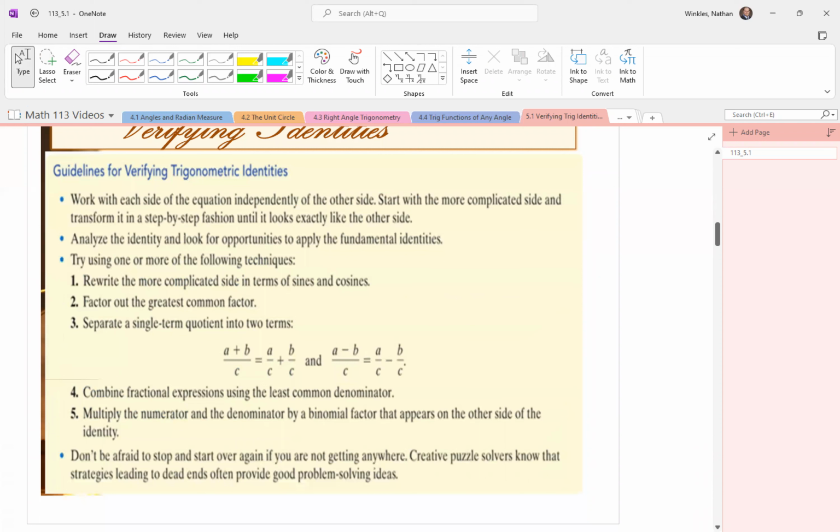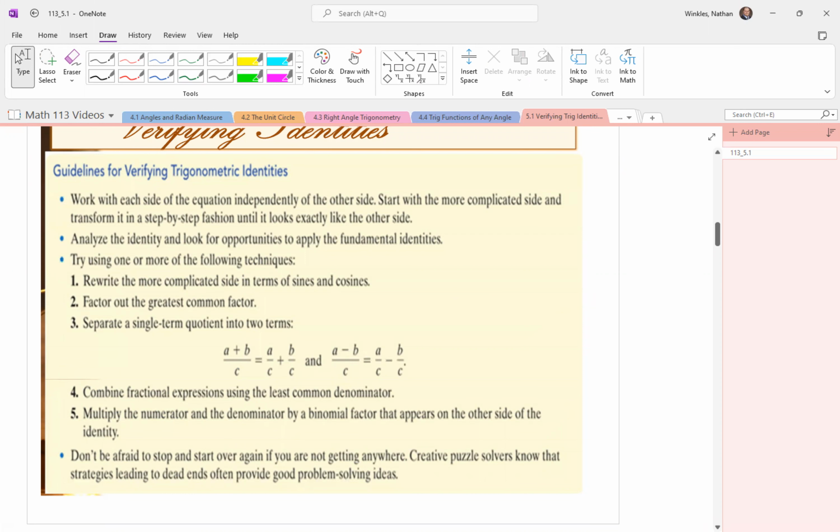So our process, our guidelines for proving or verifying trigonometric identities. Like I said before, we want to work with each side of the equation independently of the other side. Start with the more complicated side and transform it in a step-by-step fashion until it looks exactly like the other side.